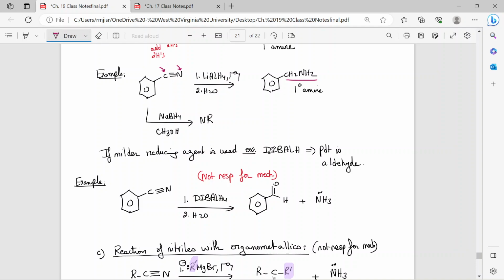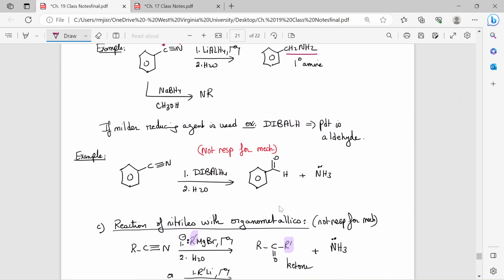Now, if you use a milder reducing agent, then in this case, you're going to end up isolating your intermediate in the reaction. When you do reduction, you're going to pass by an intermediate before you pass by your final product. The intermediate is always an aldehyde in the reduction. So if you're using a milder reducing agent, then you are going to isolate the aldehyde. We are not adding any carbons in there, so this carbon is this carbon over here.